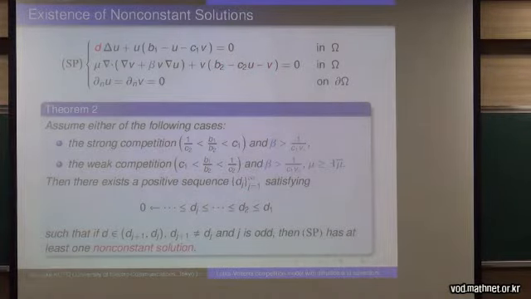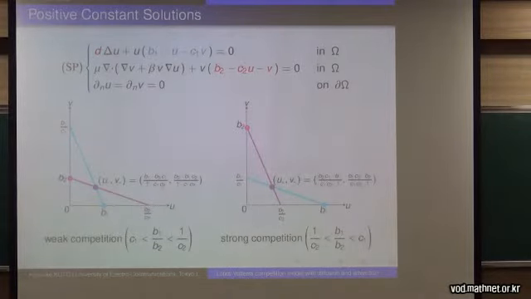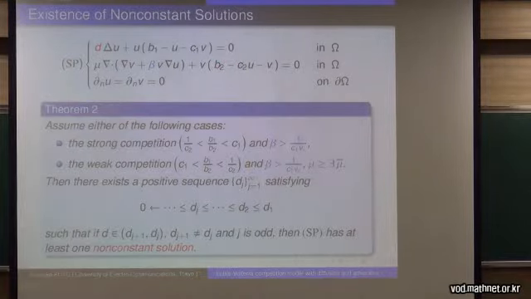Here let me show a sufficient condition for the existence of a non-constant positive solution. Assume one of these two situations. The first situation: strong competition, and this beta is larger than 1 over C1 V star. Here, V star comes from the V element of the positive constant solution. Or the weak competition, and this beta is larger than the same number, and moreover, this mu is large.